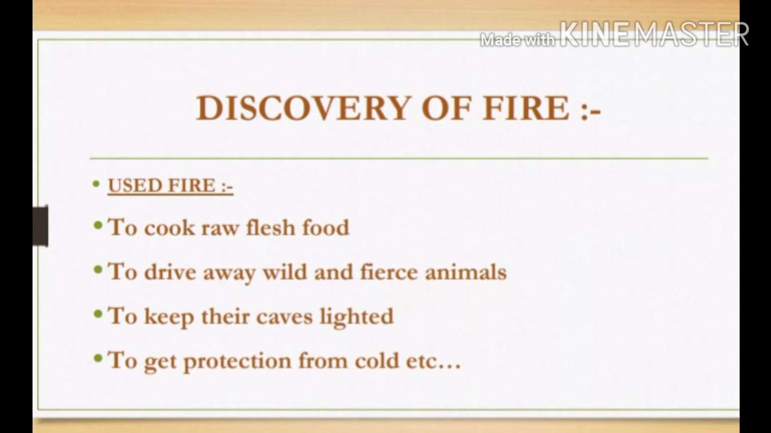Of course, wandering here and there. So the primitive man used fire to cook raw flesh food, to drive away wild and fierce animals, to keep their caves lighted, and to get protection from cold. Clear? Next topic is the invention of the wheel.